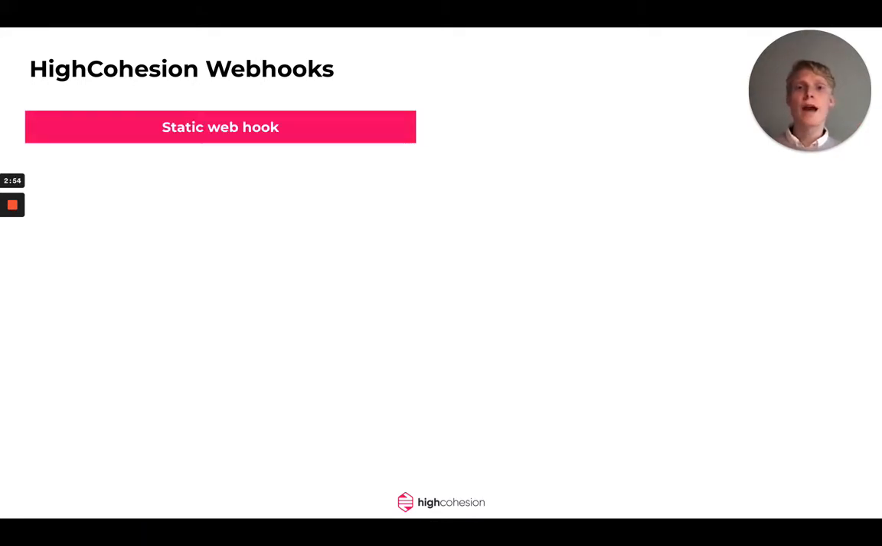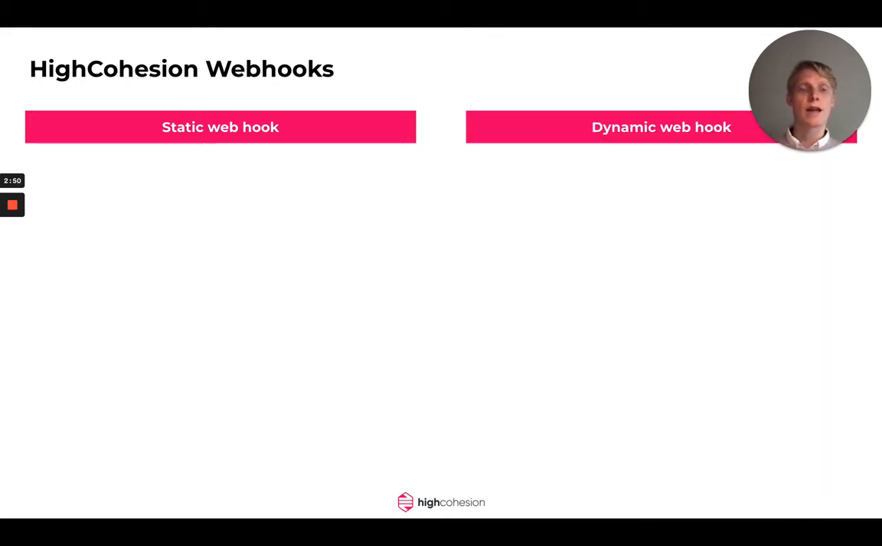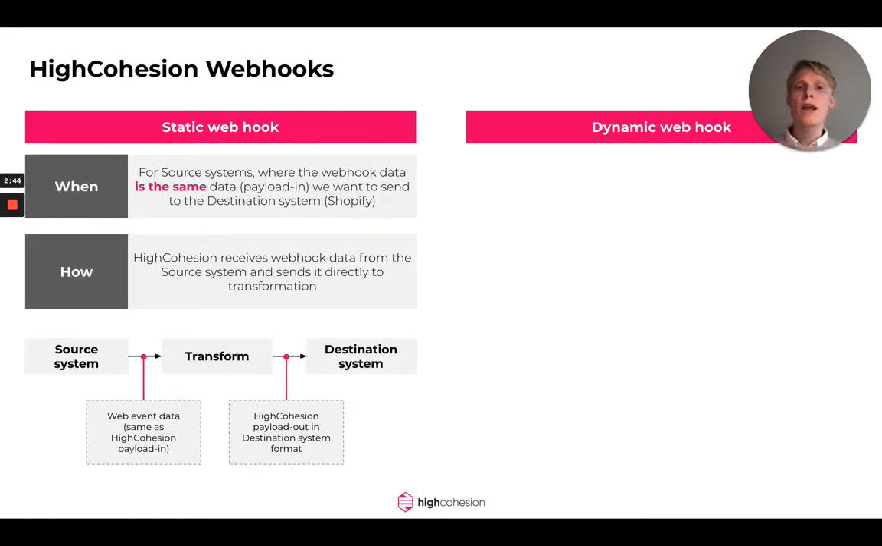At HighCohesion, we have two different types of webhooks: static webhook and dynamic webhook. We're going to start off by looking a little bit closer into the static webhook. So when would you use a static webhook? Well, you would use it for source systems where the webhook data is the same as the data that you actually want to send to the destination system.